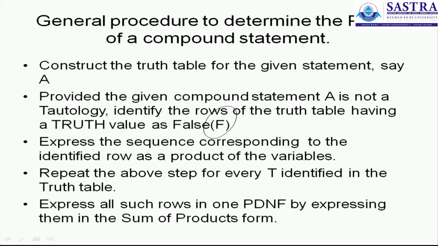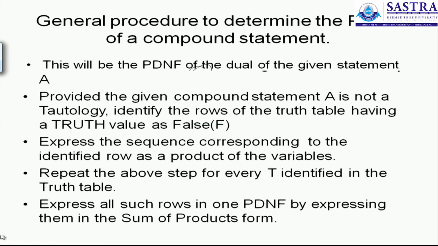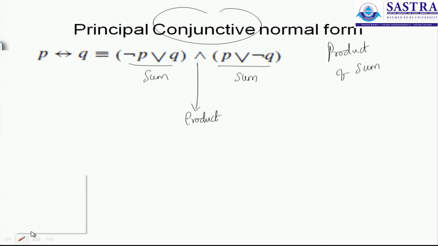We find those rows which give the false value and write each as a product of these terms. Repeat the above for every false value that you identify in the truth table, and this is actually the PDNF, but not the PDNF of the given statement, it's the PDNF of the dual. So what you get from identifying all rows which give a false value is the PDNF of the dual. Now when you find the dual of this, you will get the required PCNF. We'll have a look at it using this example.